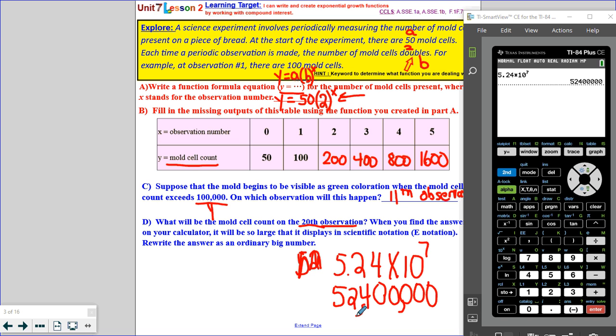All right, mole cell count. That's basically it. Just use the calculator. And if you didn't know, you just take 5.2, and then you're going to move the decimal over 7 places to the right. So it would start there and go 1, 2, 3, 4, 5, 6, 7 to get 52 million. And that's about it.